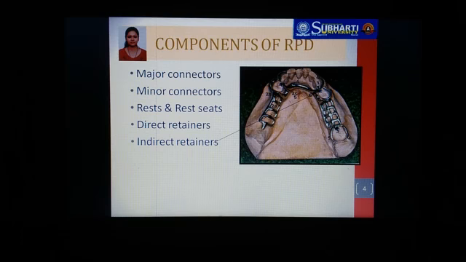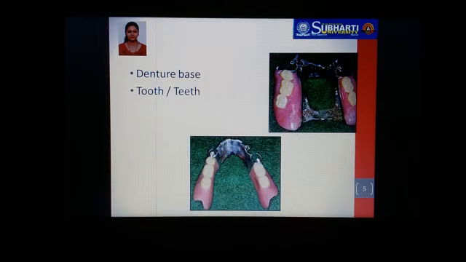Rest and rest seats are basically helping in providing support to the prosthesis. Direct retainers and the indirect retainers are the components which are going to provide the retention to the whole of the prosthesis. Lastly, there will be the denture base and the tooth or teeth.